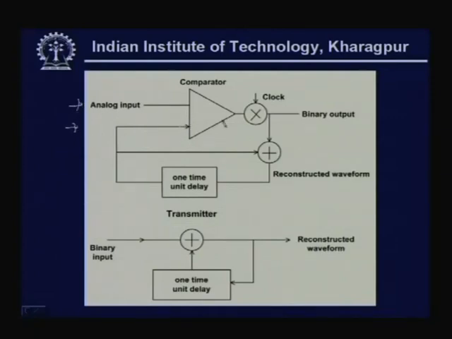These two are compared with the help of this comparator. And with the help of such a simple circuit you can generate the delta modulated signal. Here you get the zeros and ones, the binary output, which can be sent to the transmission media after suitable line coding. The receiver also, as you can see, is very simple.